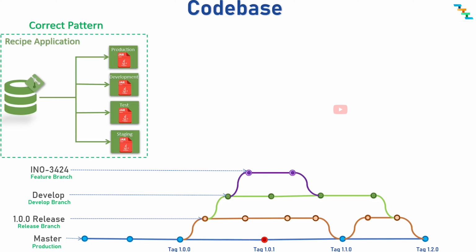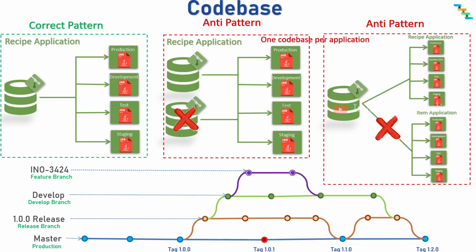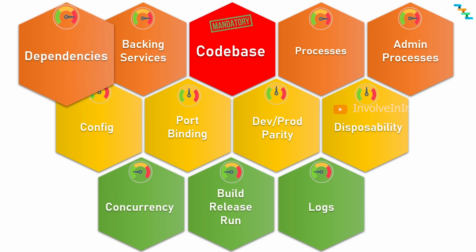Here the anti-patterns, that is, the violations of the 12-factor app, are having two or more repositories for a single application, or using one codebase for two different applications. This codebase factor is mandatory for building a microservice. Without this compliance, there will be chaos in both deployment and development of the microservice.